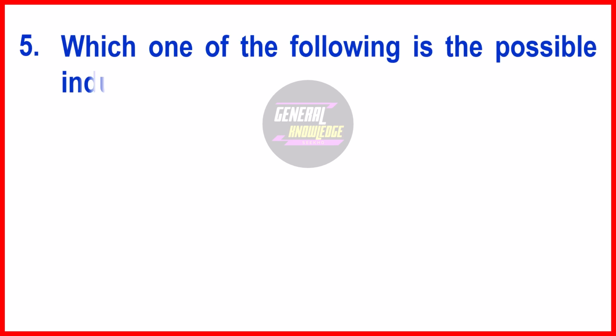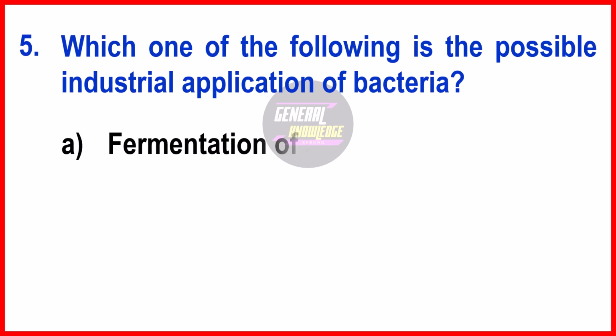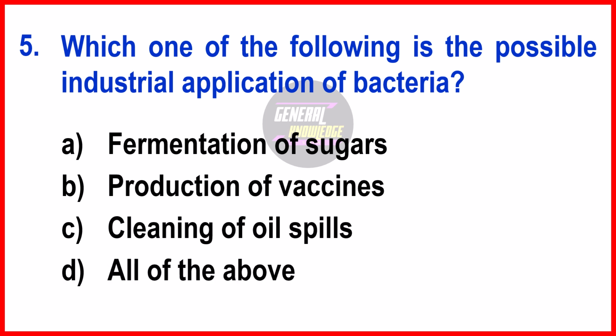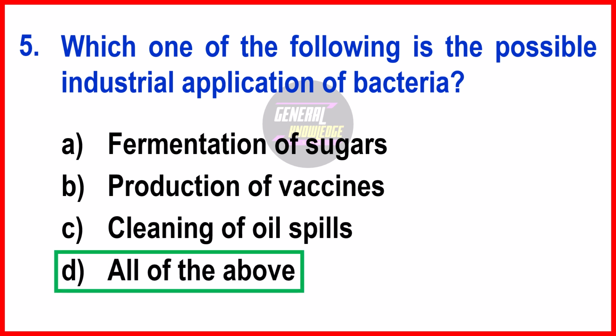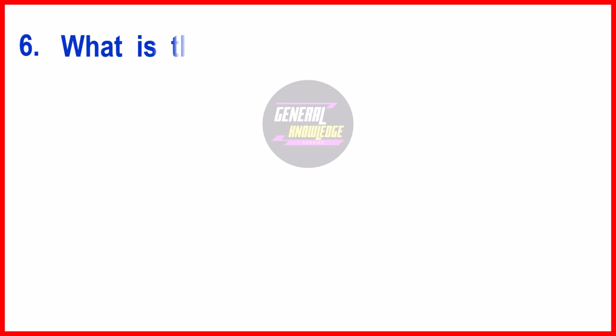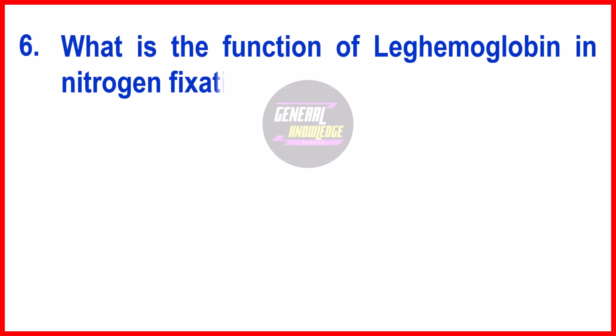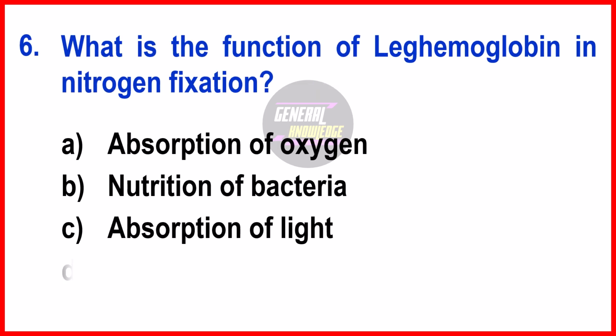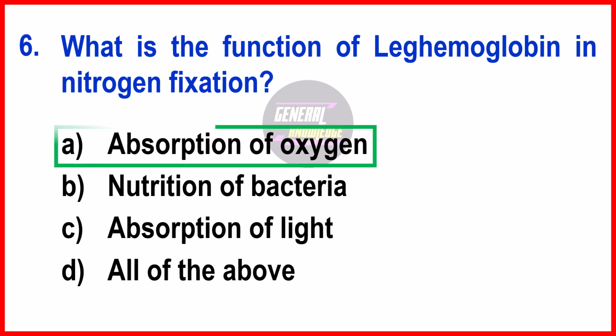Which one of the following is the possible industrial application of bacteria? The right answer is option D, all of the above. Fermentation of sugars, production of vaccines, and cleaning of oil spills. What is the function of leg hemoglobin in nitrogen fixation? The right answer is option A, absorption of oxygen.